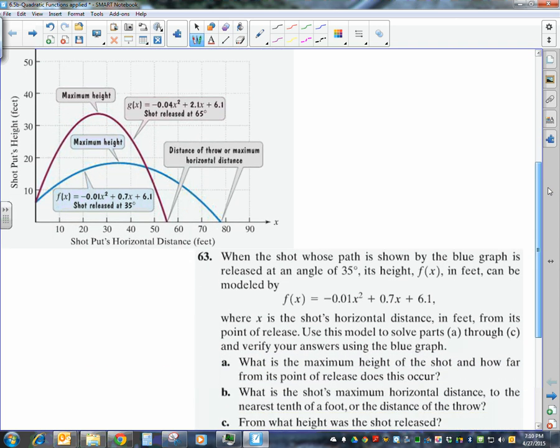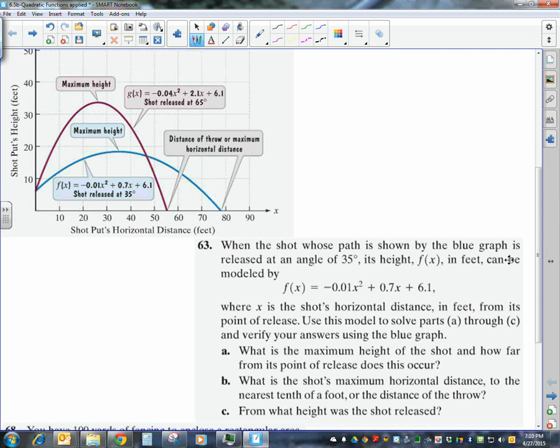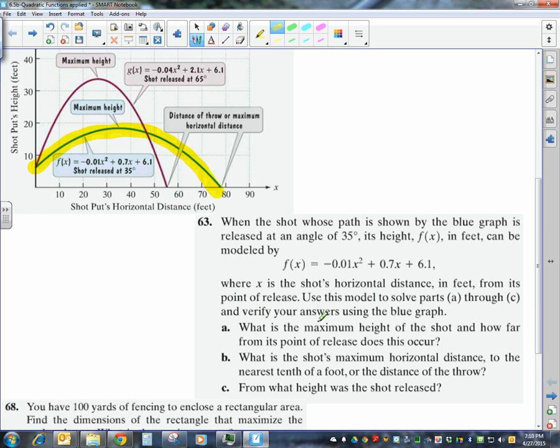The first one we're doing is number 63, the 35-degree angle, which is the blue one. I'm going to highlight that one. This is the function that we're looking at, the path of the shot the athlete released. They have already given us an equation, and we're going to use that equation to solve our problems. I'm going to scoot up a little bit so we can see them all. What is the maximum height of the shot and how far from its point of release does this occur?